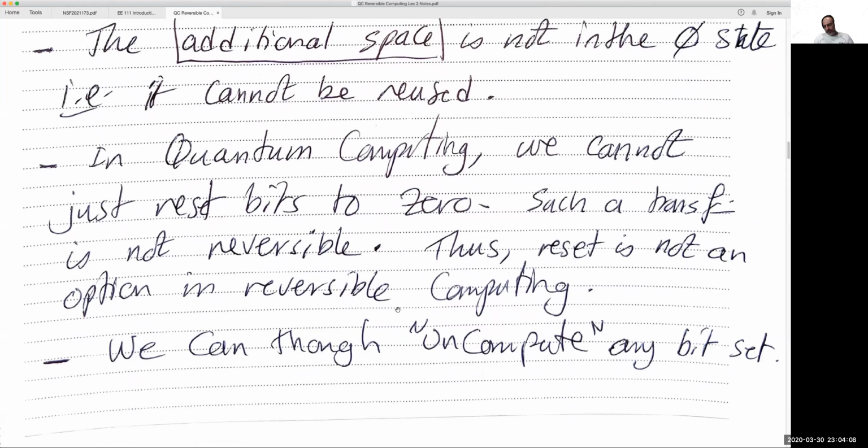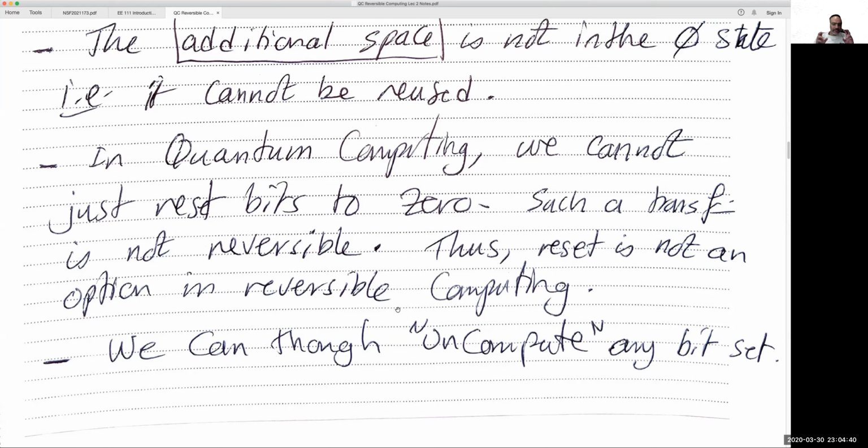And if you go to the back of the slides, you'd see that I constructed a simple truth table in some auxiliary slides where if you get a 0, you want to output a 0. If you get a 1, you output a 0. So when you see the output as a 0, what was the input? So that operation is irreversible. Thus, resetting is not an option in reversible computing for our purposes.